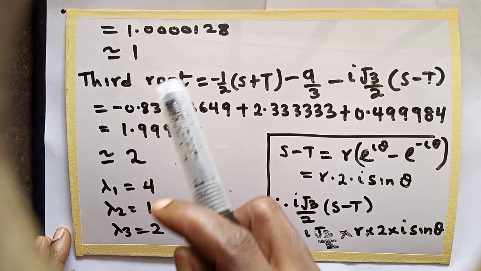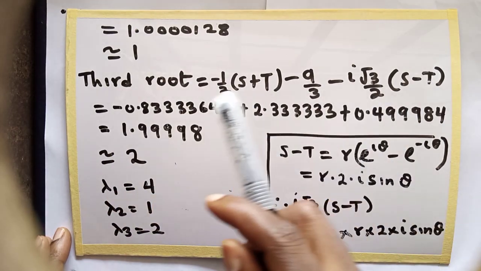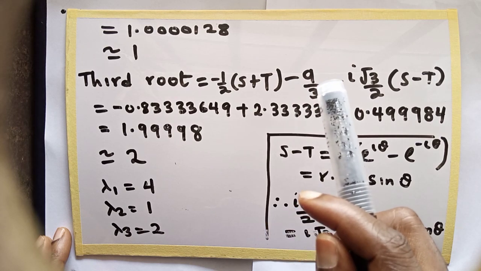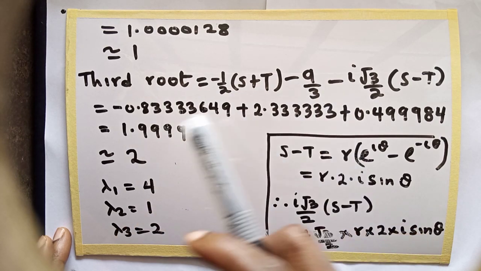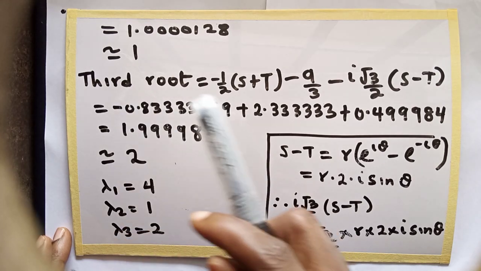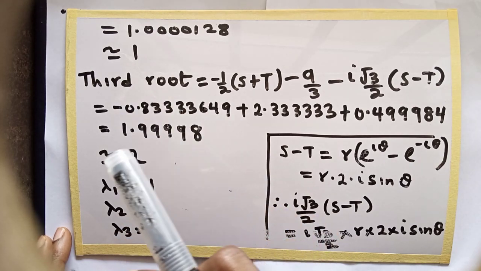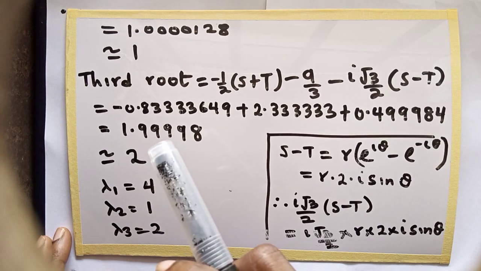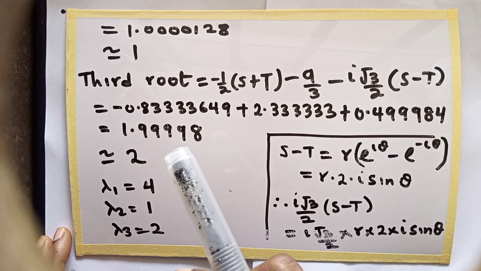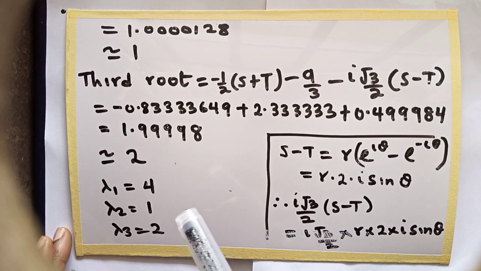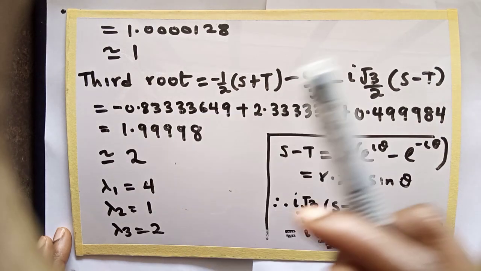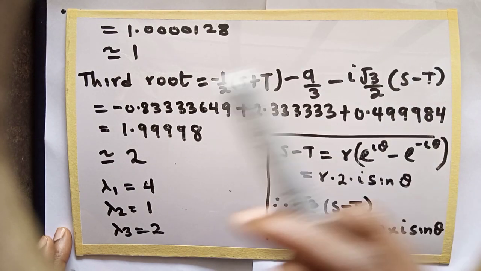For the third root, the formula is similar to that for the second one, just that this one is minus. Then we'll still substitute all these values and we get 1.9999. Seeing this, we immediately tell that our answer is approximately 2. So the 3 roots that we have determined are 4, 1, and 2. By the time you multiply these 4, 1, and 2, that will give you the last term of that polynomial.